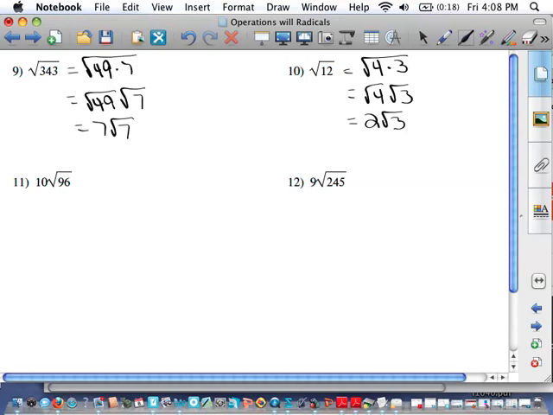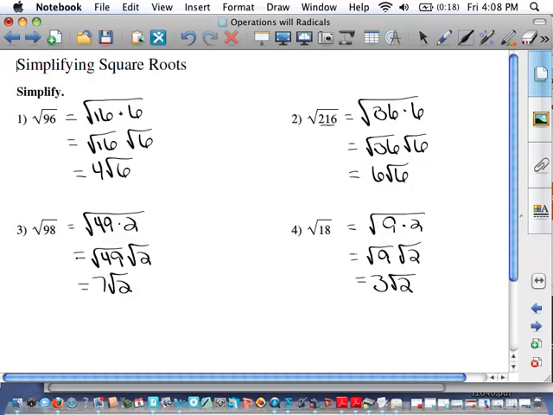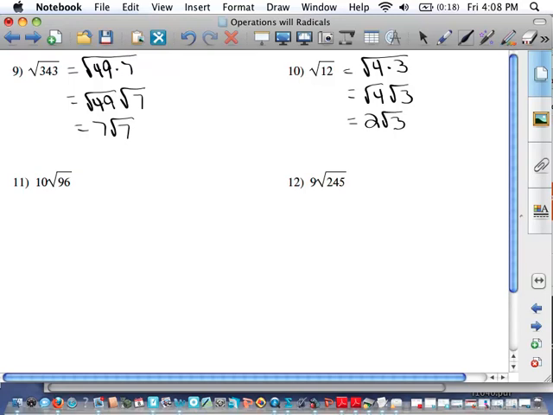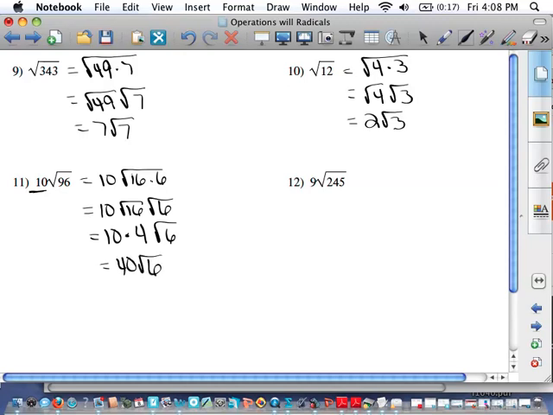Number 10, 10 square root of 96. If I go back, I already had the square root of 96. That's 4 root 6. So that I know I can write as 10 times the square root of 16 times 6. But the tricky part is that I have this 10 out front. So this is 10 times the square root of 16 times the square root of 6. Now 10 times the square root of 16, so that's multiplication. That's a 4. Square root of 6, that gives me 40 square root of 6.